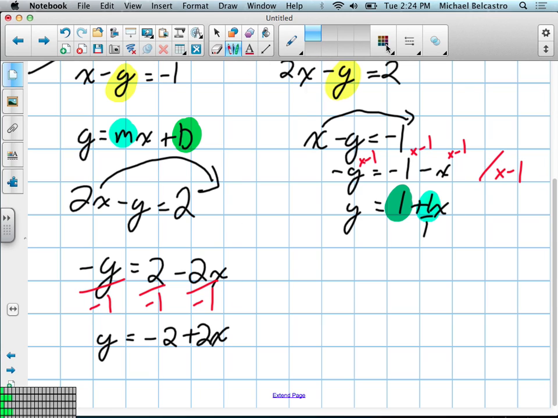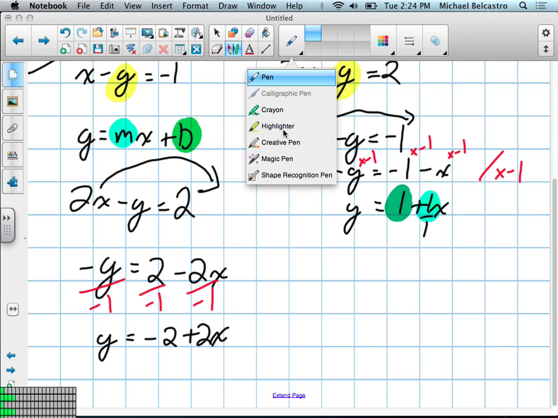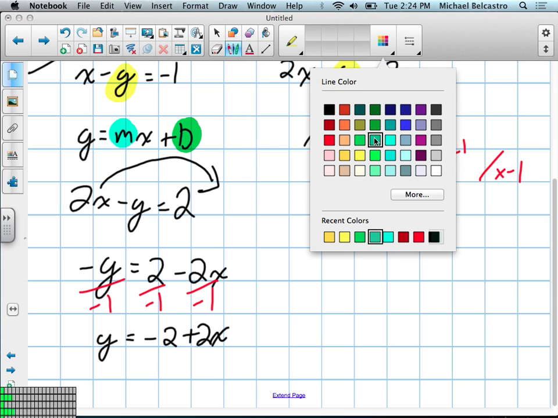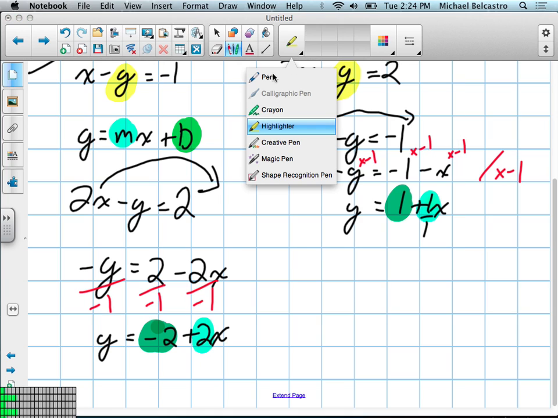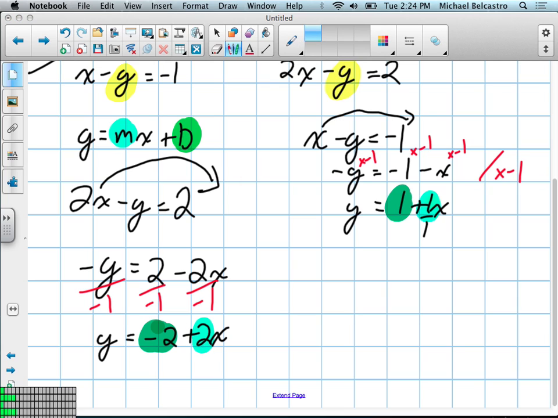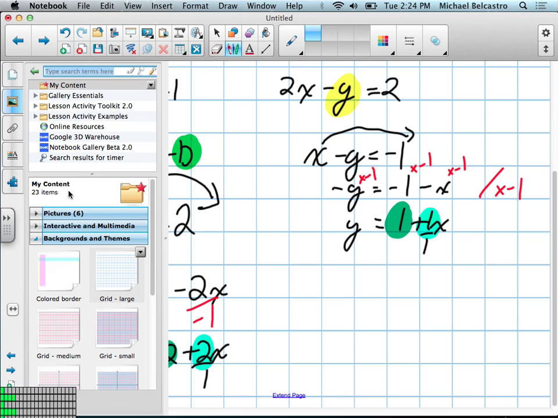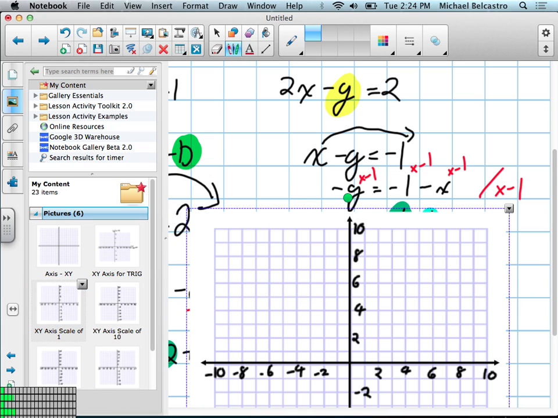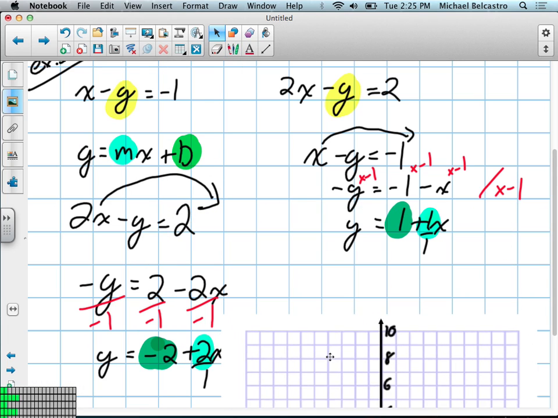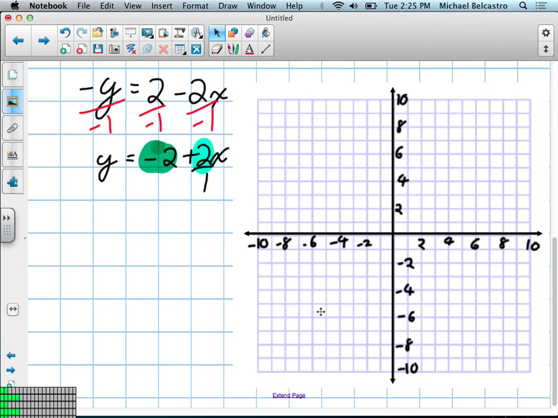So what is our y-intercept in this question? Negative 2. Good. And what is going to be our slope? 2 over 1. Okay? Think of it like it is above the number 1. So let's set up a graph. Let's set up our graph here and see if we can get the entire page.